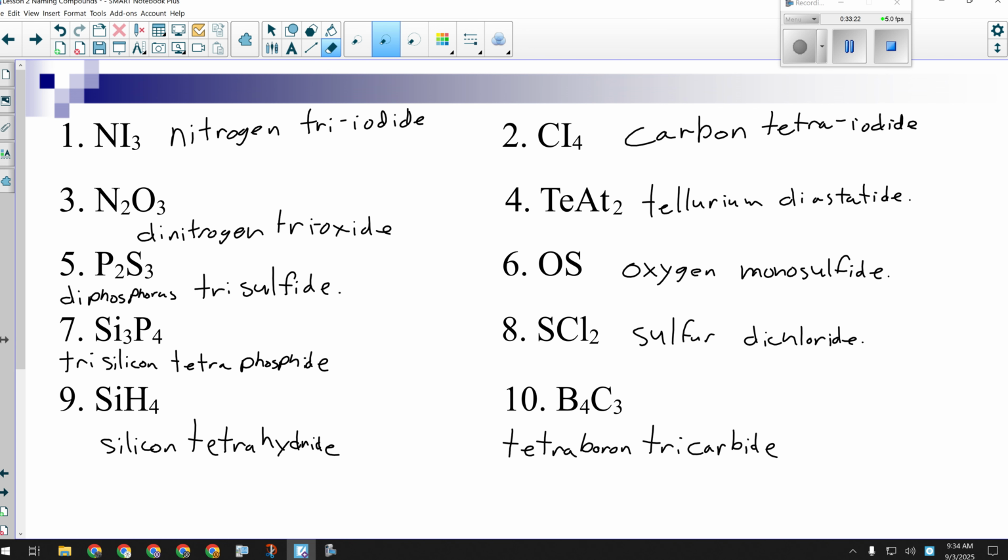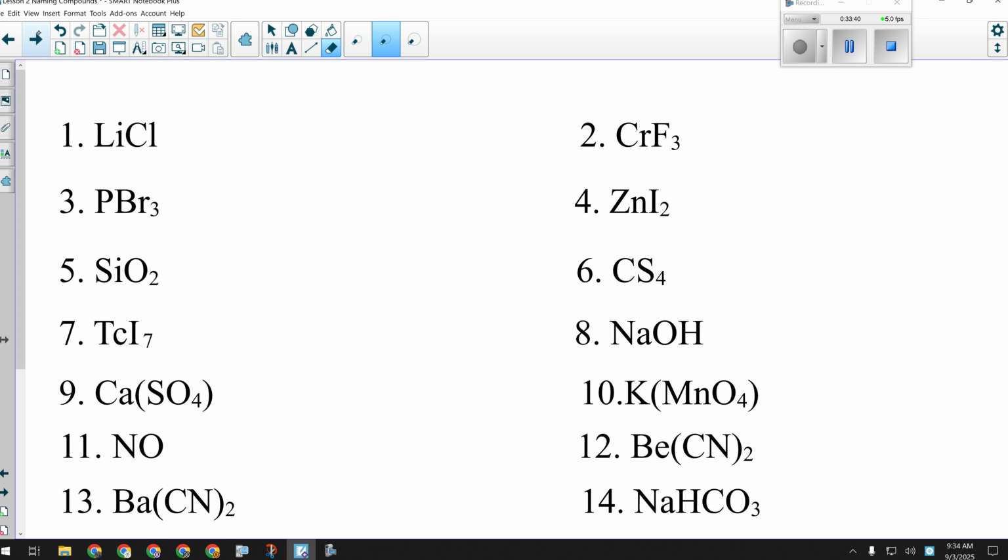What will it start with? One metal, one non-metal, or one metal and a polyatomic ion, right? So it's always going to start with a metal. If the first thing you see is a metal, it's an ionic compound. If the first thing you see is a non-metal, then you follow the molecular rules. But you've got to be able to tell those apart.